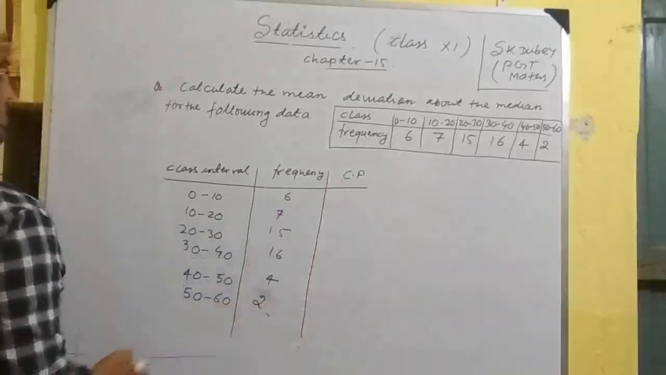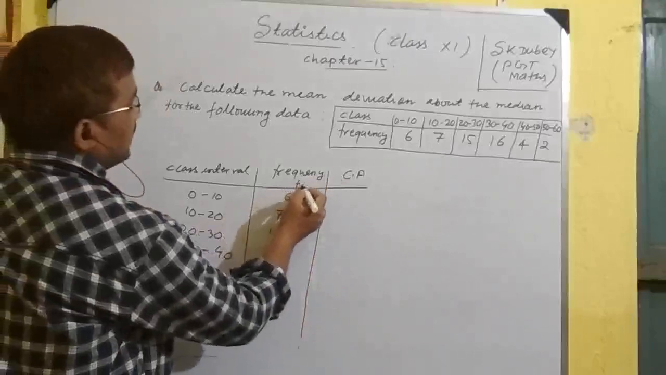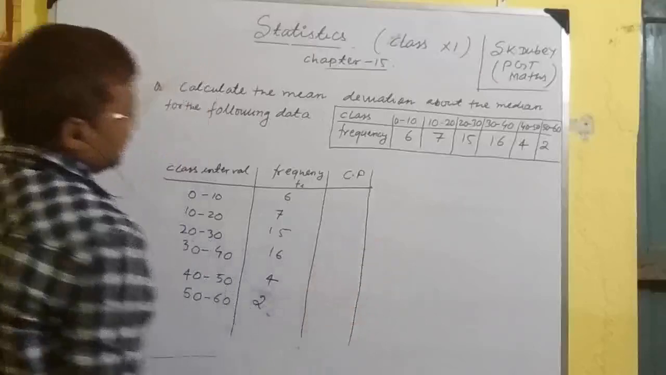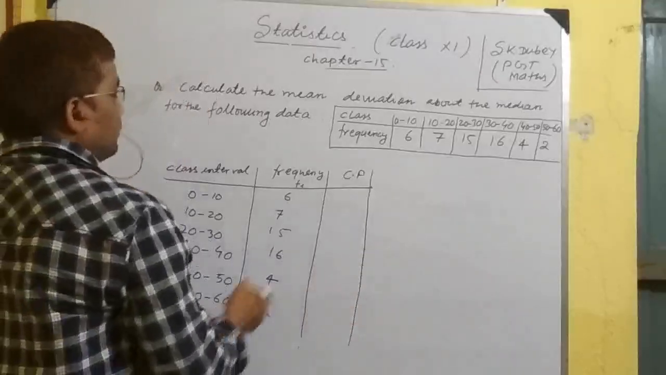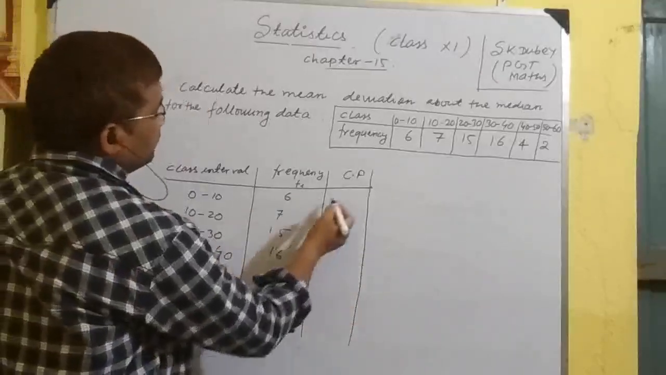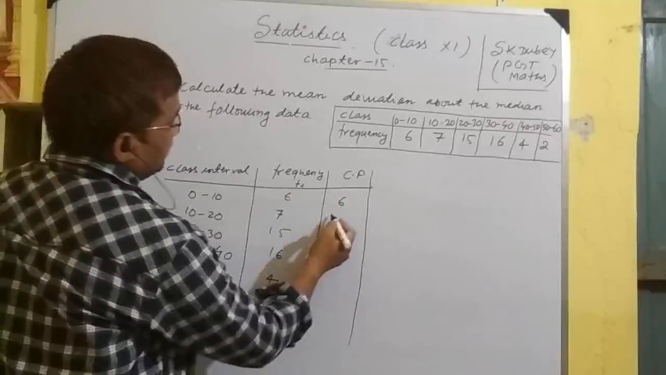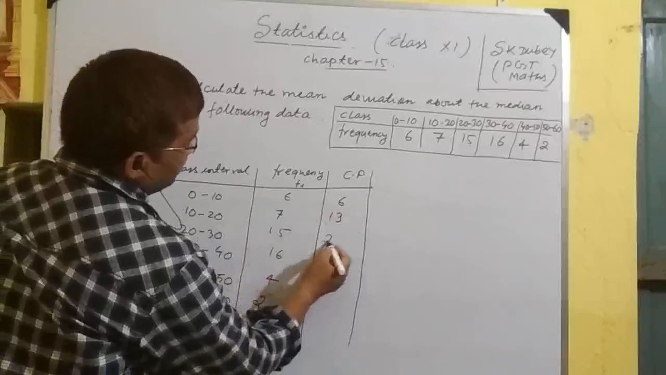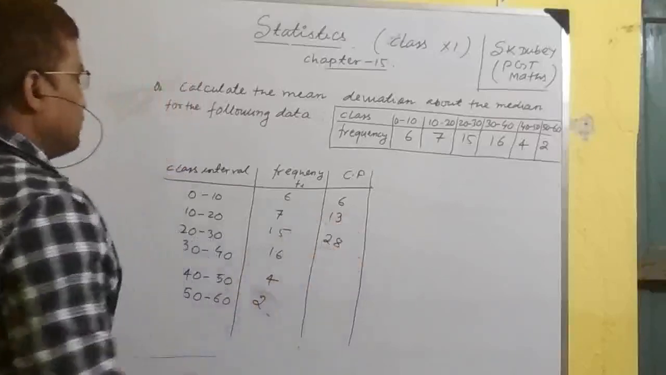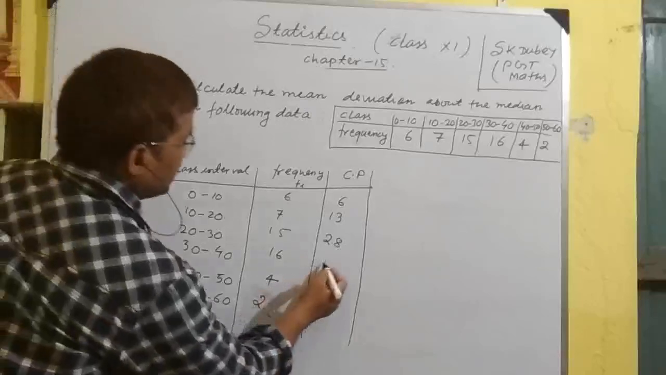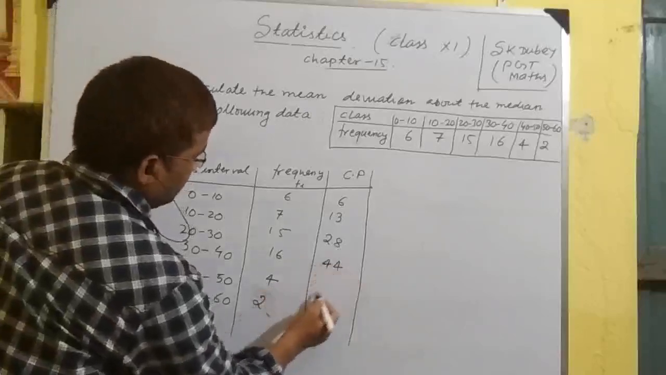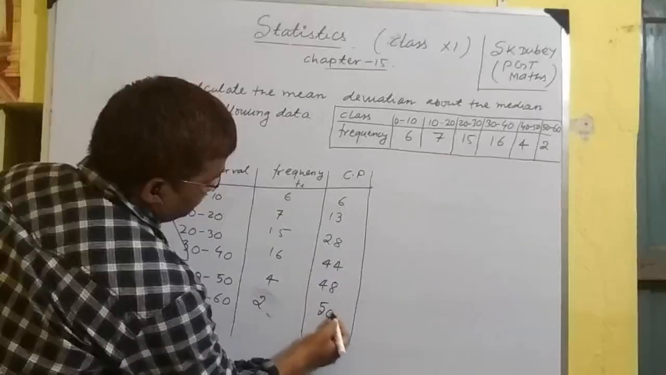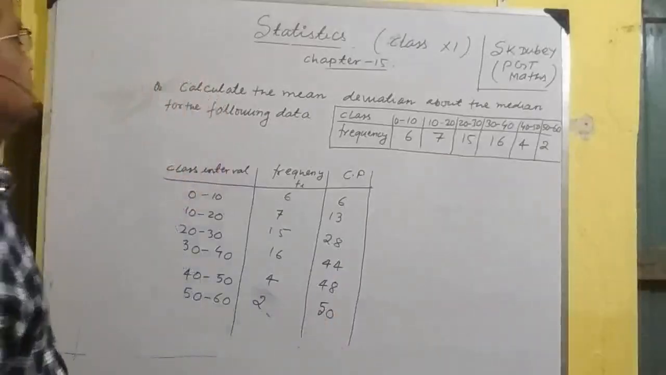Now this is fi. Now we will find the cumulative frequency. We know that cumulative frequency is the sum: 6 plus 7 is 13, 13 plus 15 is 28, 28 plus 16 is 44, then 48 and 50. The total frequency, the sum of the frequencies, is 50.